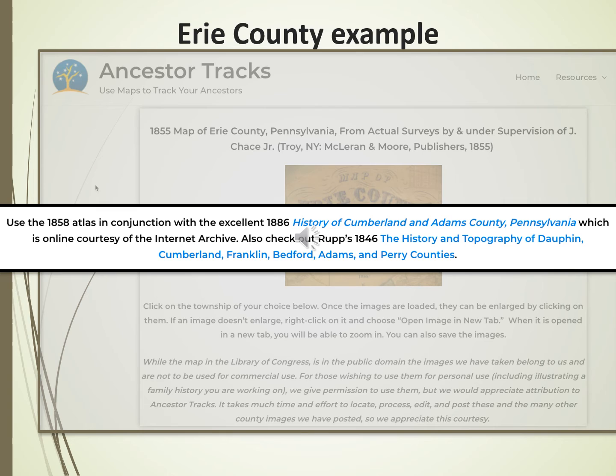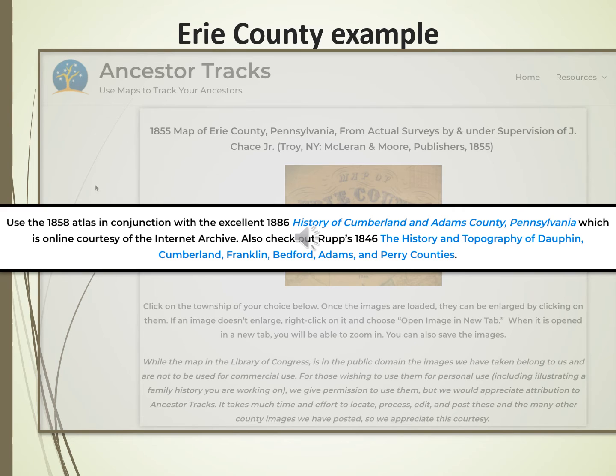Most of the maps we posted were published between 1850 and 1880, and most county histories were prompted by the centennial of America's independence, so they are approximately contemporaneous. Use the 19th century maps, the township warranty maps, and the 1850 to 1880 censuses together to form a picture of the communities your ancestors lived in.